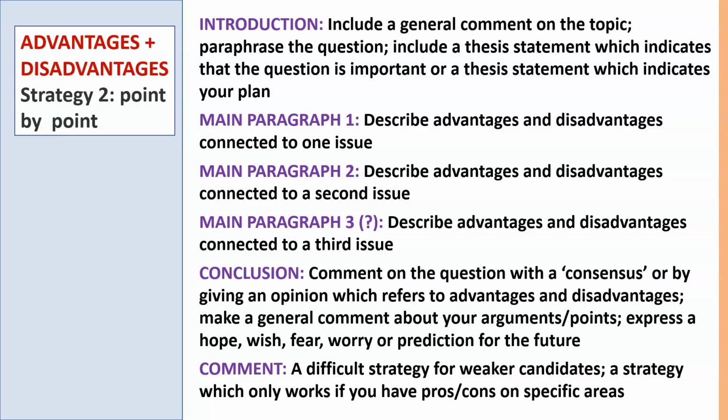In the conclusion, you might comment on the question with a consensus, or you might give an opinion which refers to both the advantages and disadvantages, or you might explain that it's a complicated issue or an issue that's difficult to resolve or an important issue. And then you might make a general comment, and you might express a hope, a wish, a fear, a worry, or a prediction. So this is a difficult strategy for weaker candidates, and a strategy which only works if you have pros and cons, pluses and minuses on specific areas.